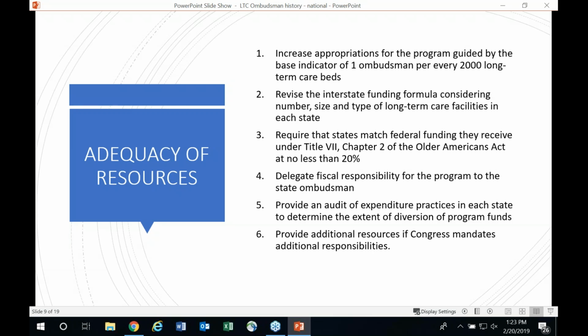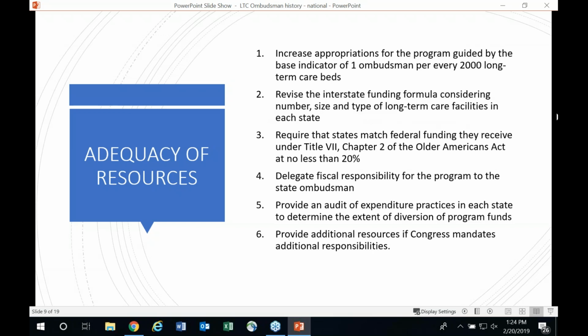And I will tell you that back in 1995, when I started as an ombudsman, we were looking at complaints involving lost dentures, lost laundry, dirty rooms. Today, our complaints are much, much more complex and complicated than they were in those days. So I'm not sure that that base indicator still serves the same purpose as it did back in 1995.